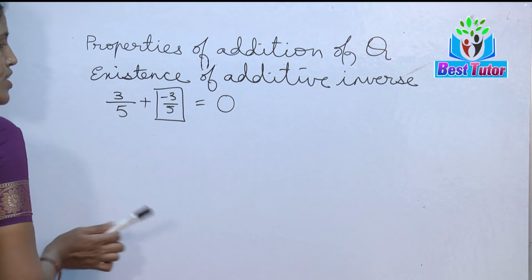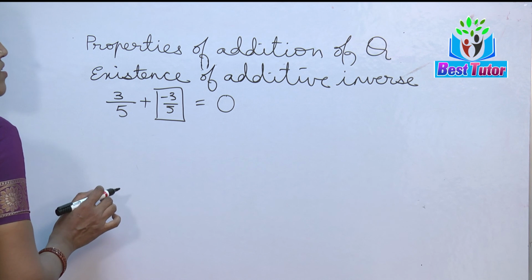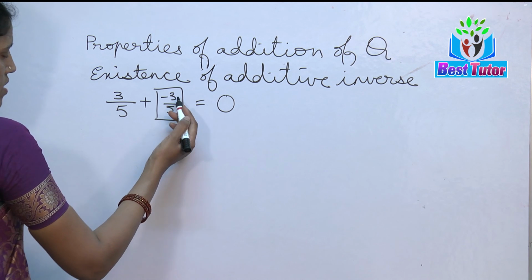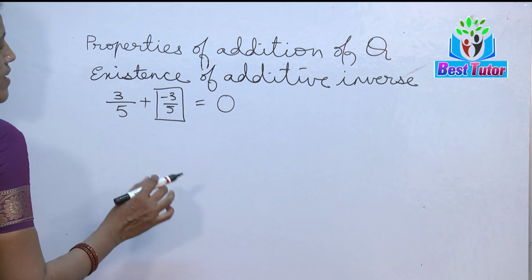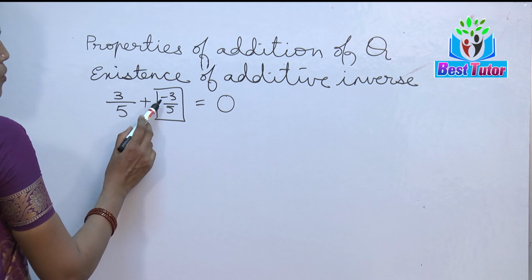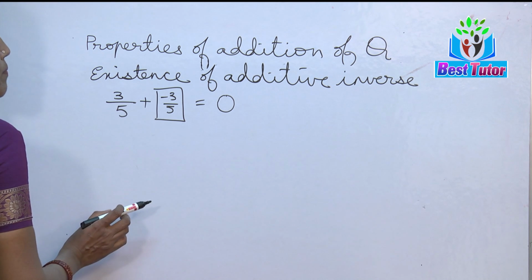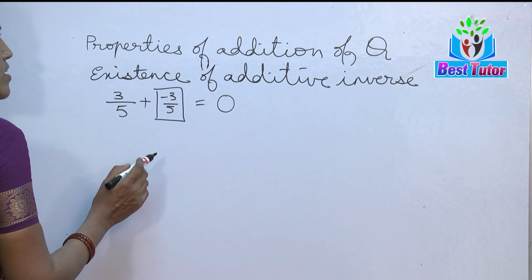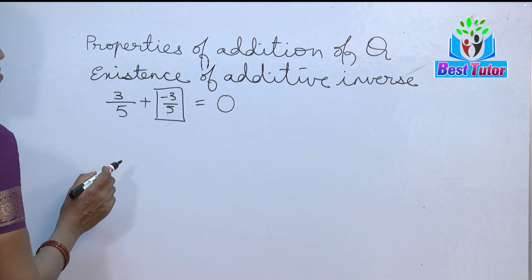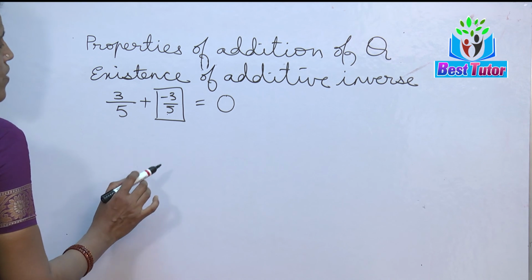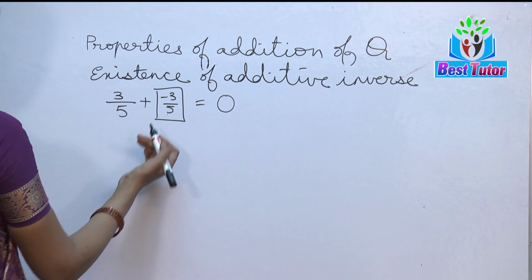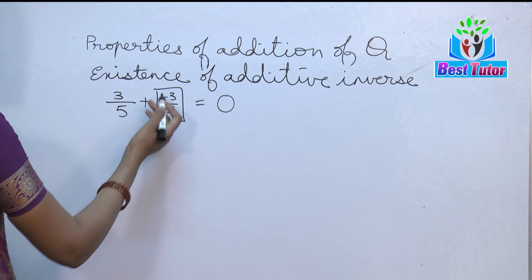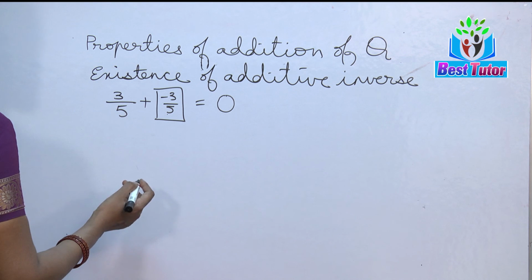But is this a rational number? Does it satisfy all the three conditions? Let us check. Minus 3 by 5, it is a fraction. So the first condition is satisfied. Second condition, both the numerator and denominator should be integers. Minus 3 is an integer and 5 as well is an integer. So the second condition is satisfied. Third condition, the denominator should never be equal to 0. Here 5 is never equal to 0. Therefore, this minus 3 by 5 is a rational number.